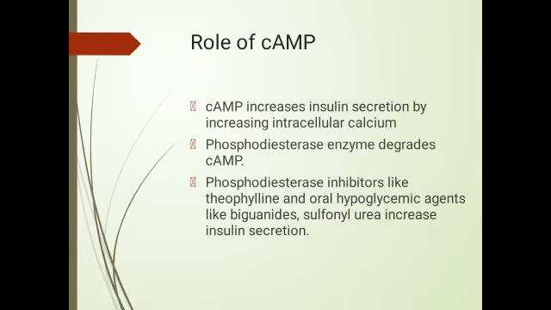Role of cyclic AMP. Cyclic AMP increases insulin secretion by increasing the intracellular calcium. I told you calcium will cause exocytosis of the insulin granules. The phosphodiesterase enzyme degrades the cyclic AMP. So phosphodiesterase inhibitors like theophylline and oral hypoglycemic agents like biguanides and sulfonylureas will tend to increase the insulin secretion.